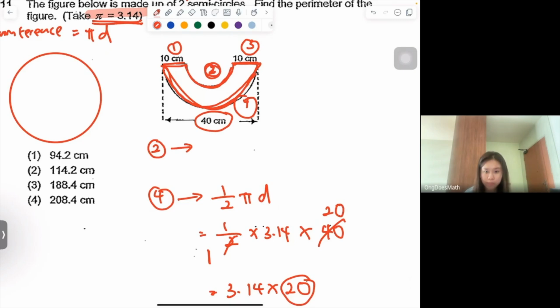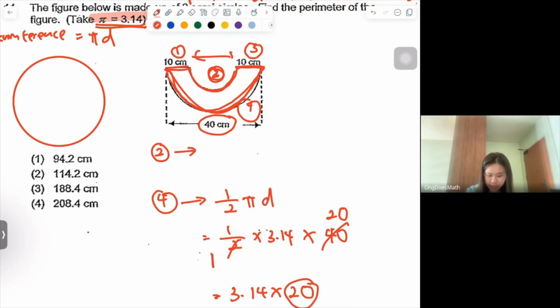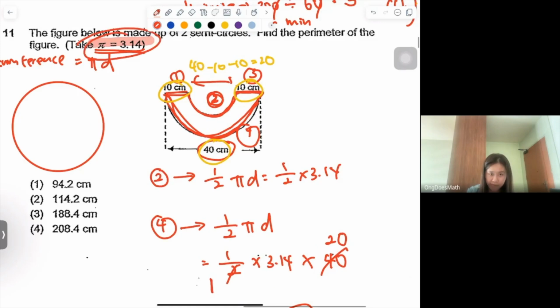To find it, you have to find out what the diameter is first. So what is the diameter? The diameter is here, right? So diameter is 40 minus 10 minus 10. And that should give you 20. So it will be half, same formula, pi d, which is half times 3.14, because pi is taken to be 3.14 in this question, times d. D is diameter, and in this case is 20.